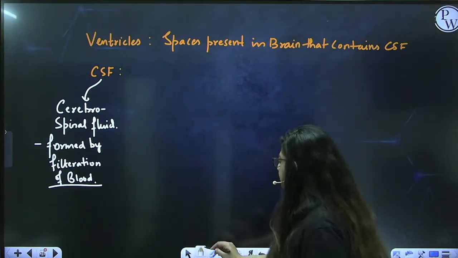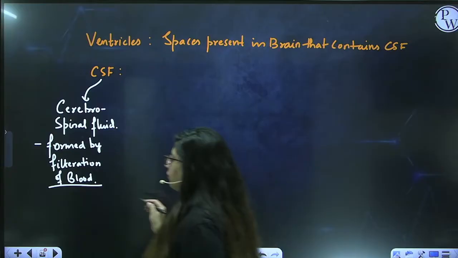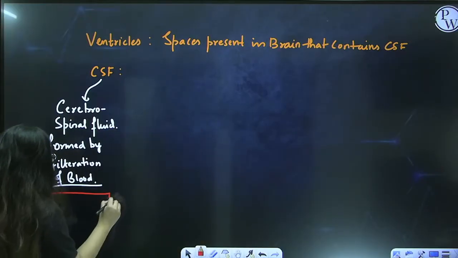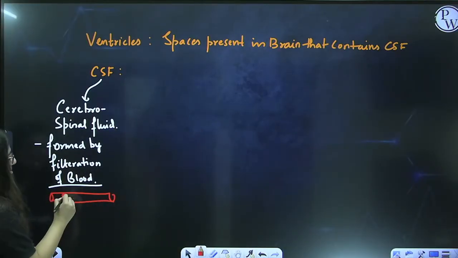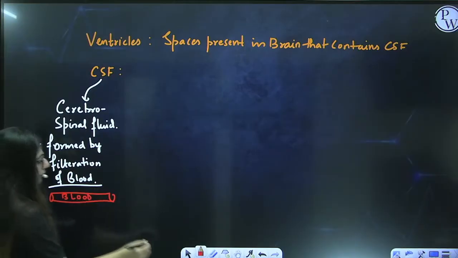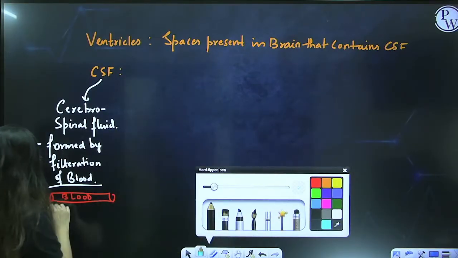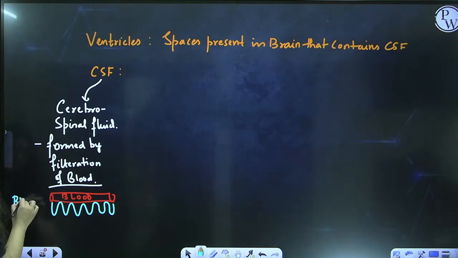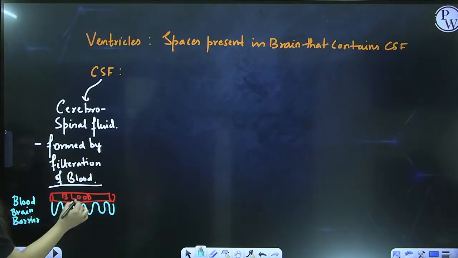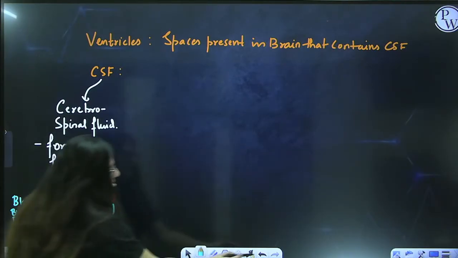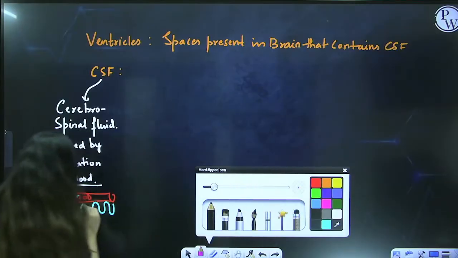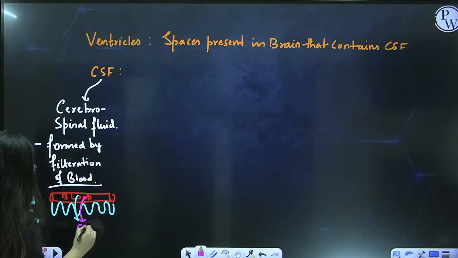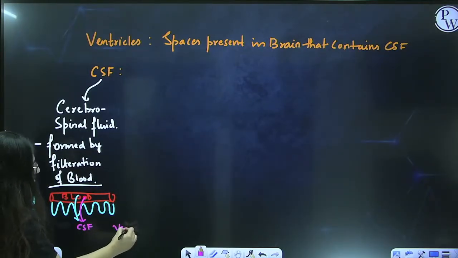So how is it formed? It is formed by filtration of blood through the blood-brain barrier. If this is the blood and a blood vessel, then there is a blood-brain barrier. From here, the blood will be filtered and this will now be known as CSF. What will you call it? CSF. And these places are the ventricles.